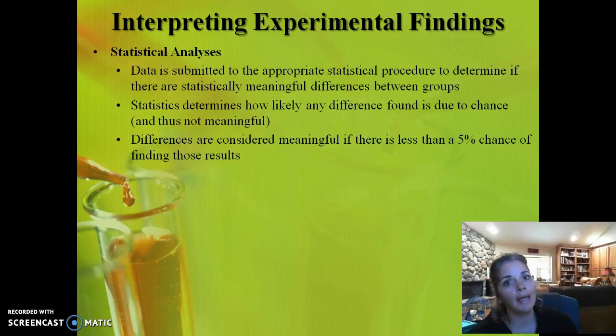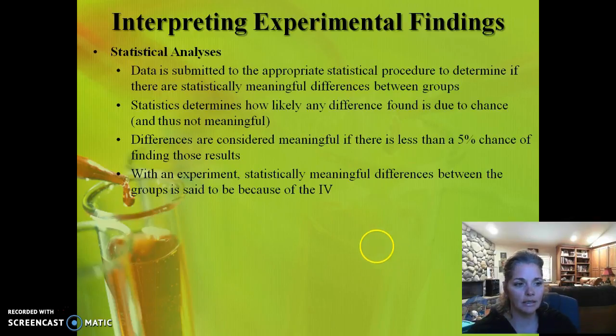Maybe I weigh 1 pound more than you, but is that really meaningful? No. If I weigh 10 pounds more than you and we're the same height, that might be meaningful. So differences are considered meaningful if there's a less than 5% chance of getting that result statistically. So we use probability. And greater than 5% probability means it's just kind of normal. It's not really meaningful differences, so the results are not significant. Less than 5% chance means, wait a minute, those are rare results, and so they're meaningful and statistically significant.